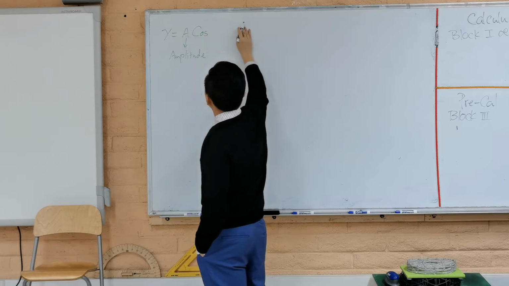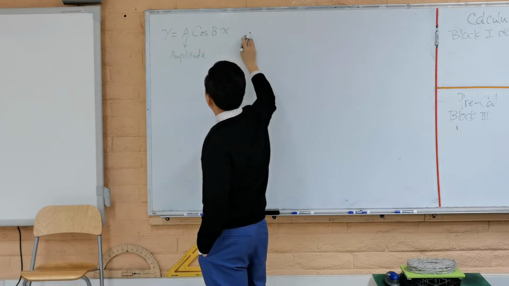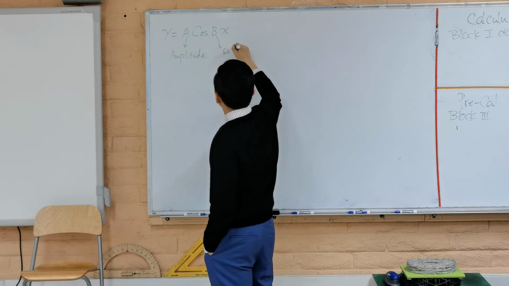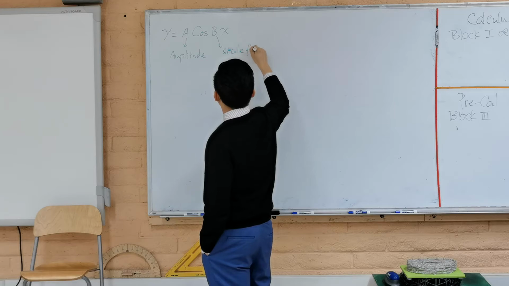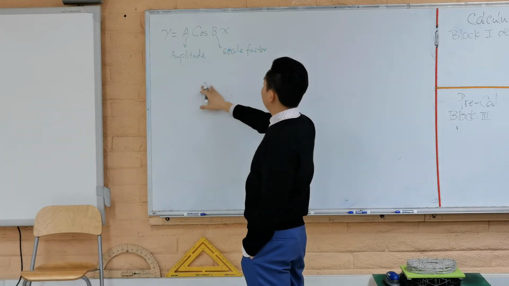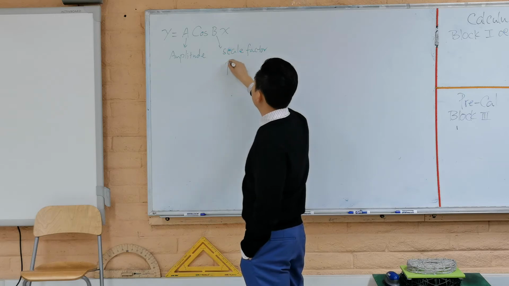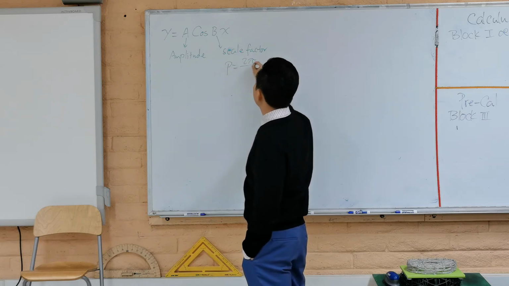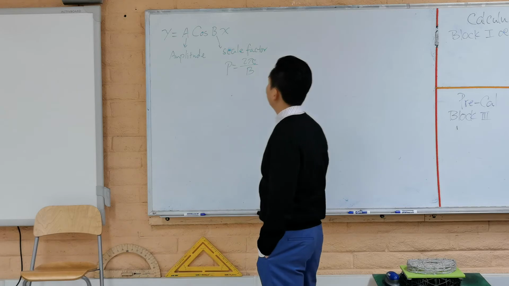So A cosine of bx, and then the value of b is just a scale factor. We're using that to find the period. Normally the way to find a period is 2 pi divided by b. If b is not shown, that means it's always 1.